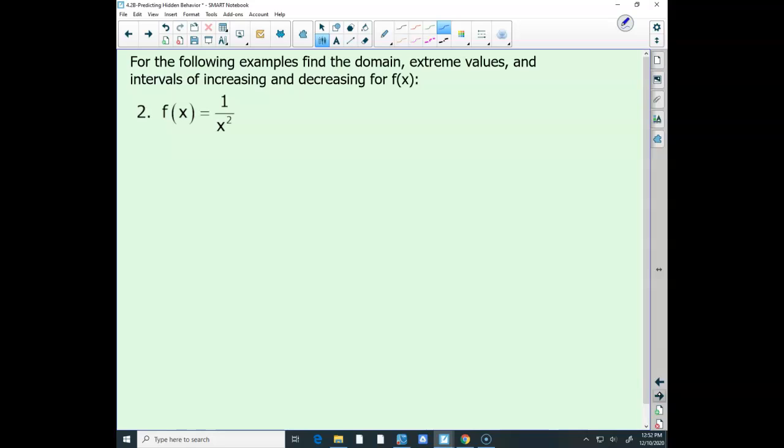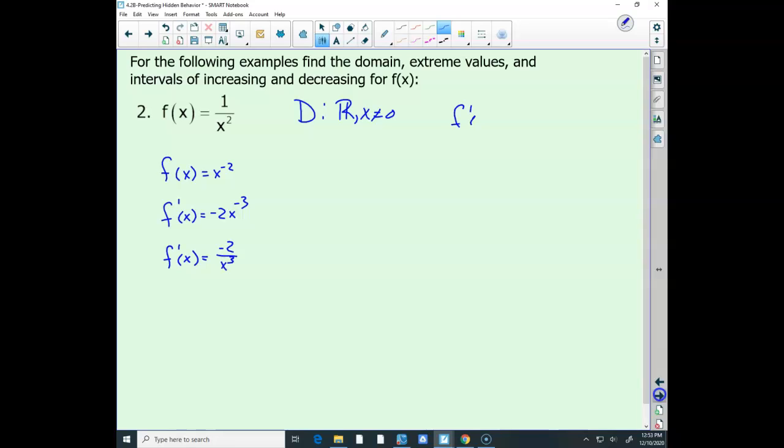I'm going to do it up quick. Domain: all real numbers x, except 0. Can I have an extreme value at 0? No, because it's a vertical asymptote in my graph. Extreme values. I want to see this as x to the -2. Therefore, my derivative equals -2 x to the -3. So my derivative in a nice looking form is -2 over x cubed.